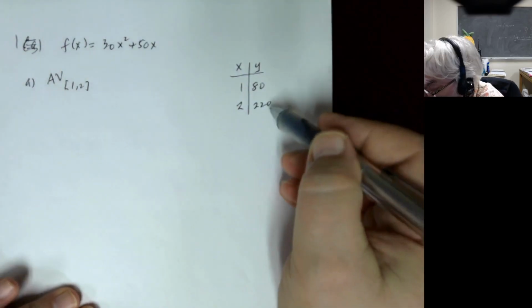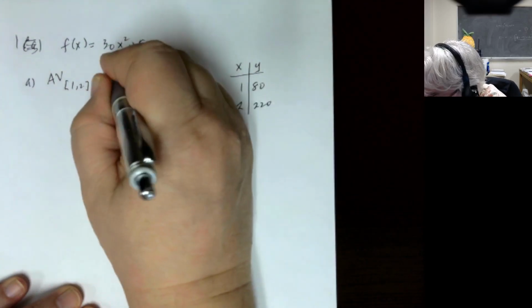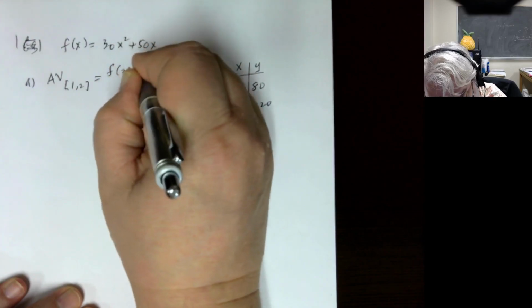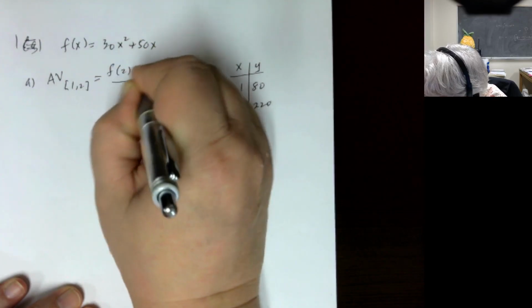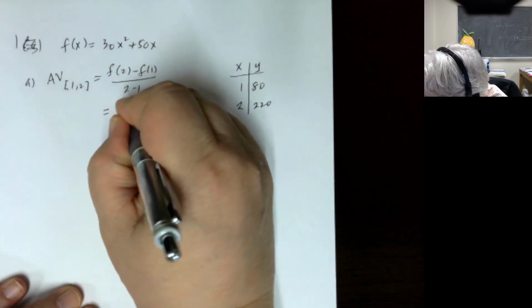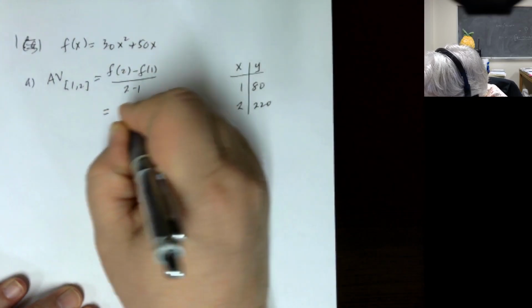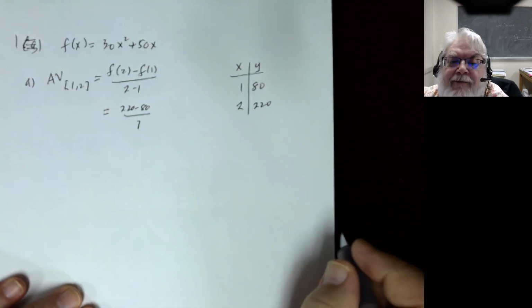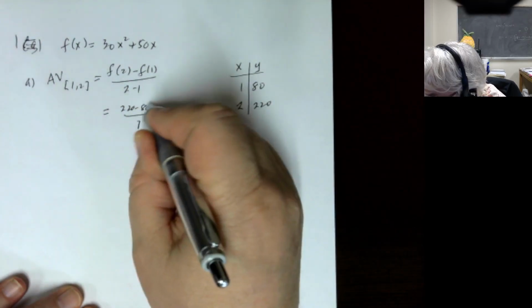Okay, so now the average rate of change is going to be f of 2 minus f of 1, divided by 2 minus 1. And so we can read those off. 220 minus 80 divided by 1. And I believe that's going to be 140.